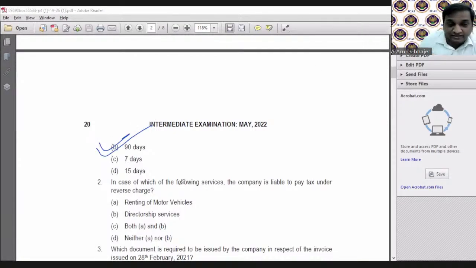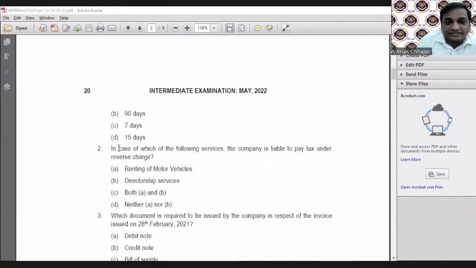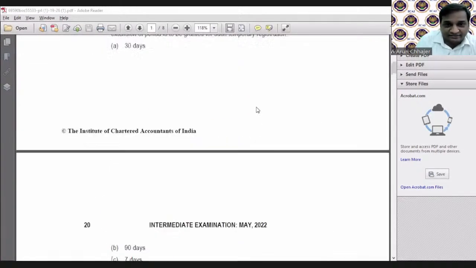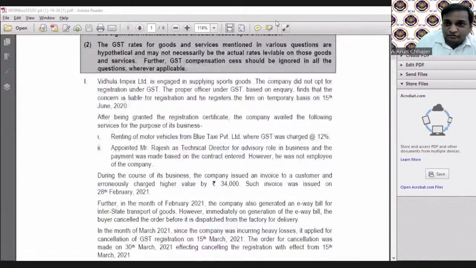We have discussed this in the registration chapter. In case of which of the following supplies is the company liable to pay tax under reverse charge? In which case is RCM applicable? Let me go to the renting and director services. So there are two inward transactions. Whether RCM is applicable on first, second, both or none.